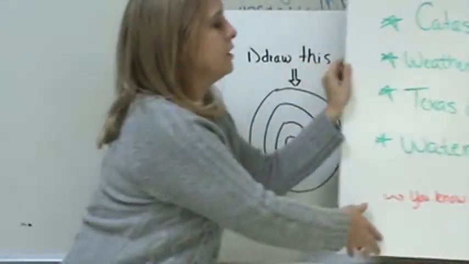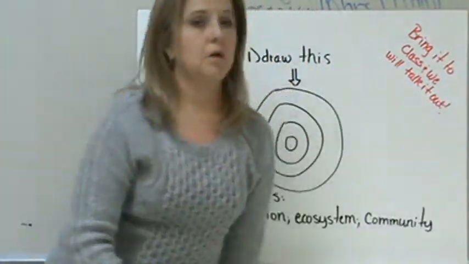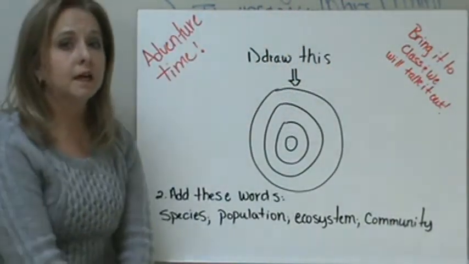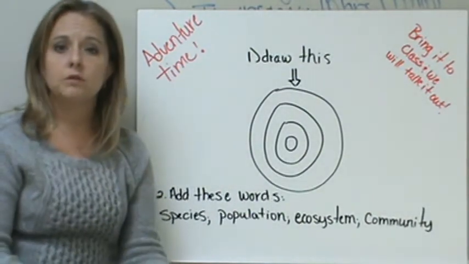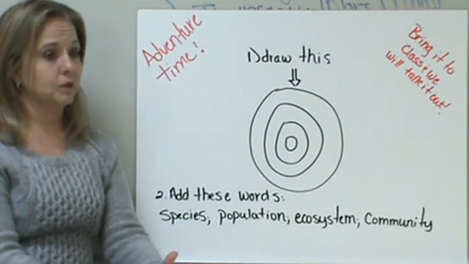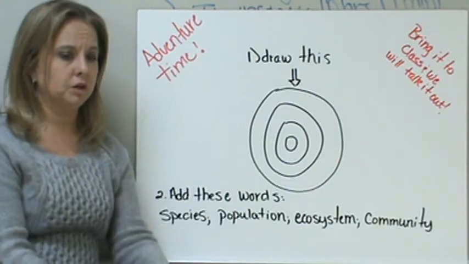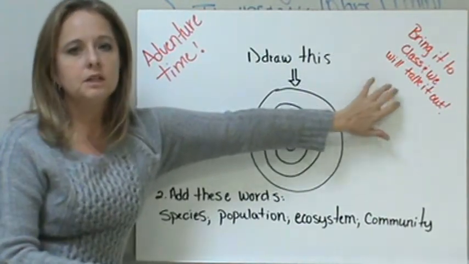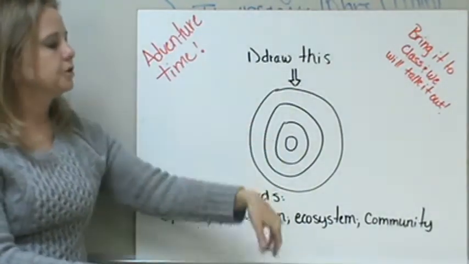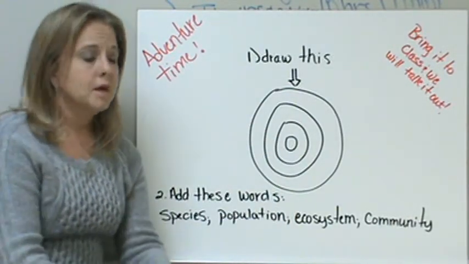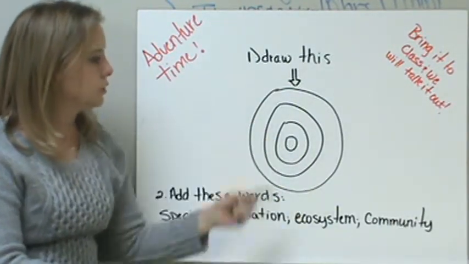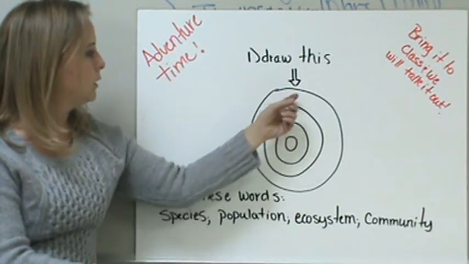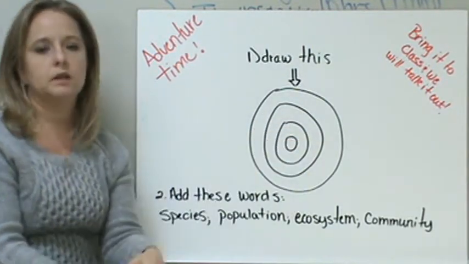All right, the very last thing that I want you to do, and I want you to have this in class tomorrow, but if you don't have it, you're not going to participate. You're not going to have a good discussion. All right, so it's our adventure time. I want you to bring it to class so we can talk this out. First thing I want you to do is I want you to draw this. It's a bullseye. It's a bullseye with 4 circles. Okay, so you have 1, 2, 3, 4 areas.